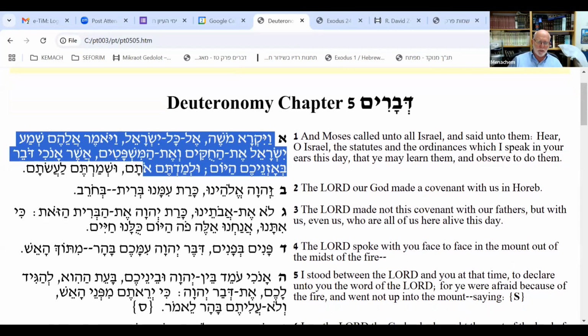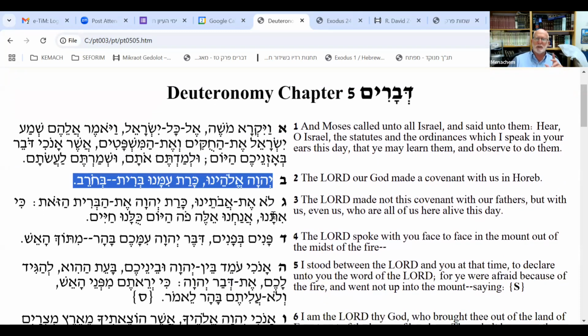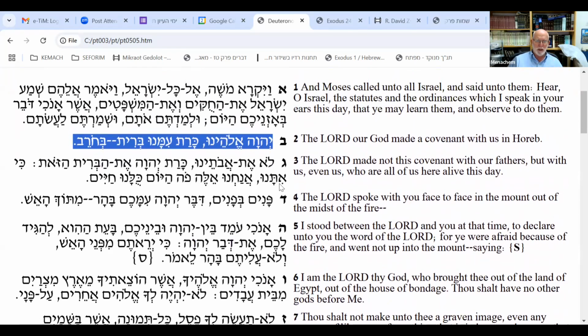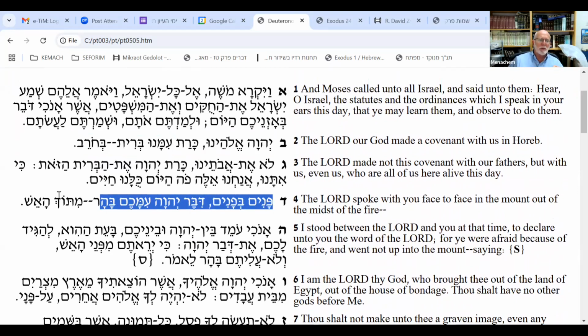Hashem Elokeinu karat imanu brit b'Chorev. These laws are part of the covenant. It was not only with your parents. Now listen to pasuk 4, and how this fits and matches the confusion. Moshe is telling the people 40 years later what happened at Har Sinai when we made this covenant. Panim b'panim diber Hashem imachem bahar mitoch ha'esh. What's that? That's Plan B, a direct encounter with God. God spoke to you directly, panim b'panim, as he spoke to Moshe later on.